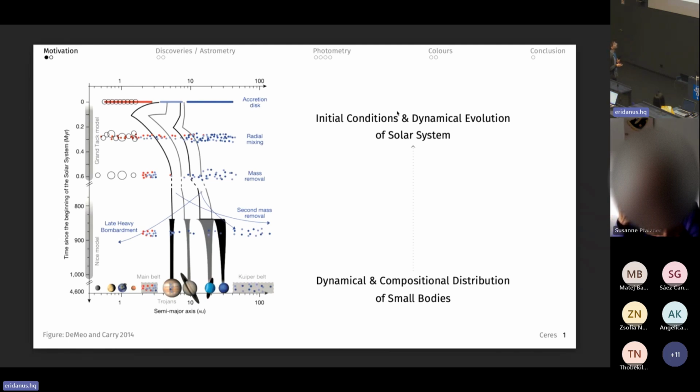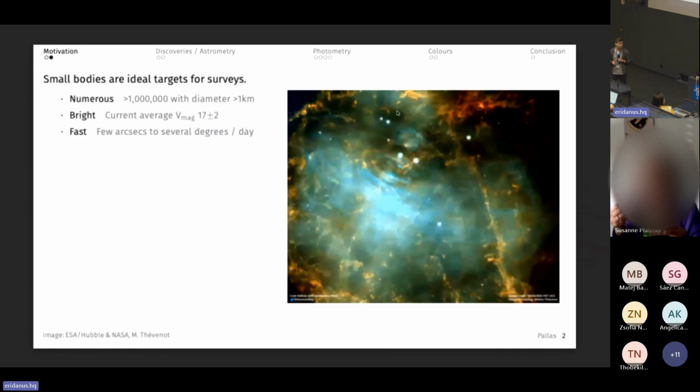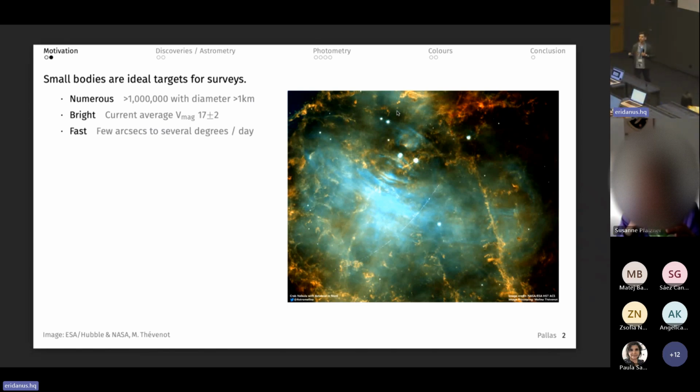So, big question. But the bad news is that there's a lot of small bodies. It's a lot of work to map them all, to get the composition. The good news is they are just fantastic for surveys. They are numerous, over 1 million already known, with a diameter of larger than 1 kilometer. They're bright and they're fast. They can move up to several degrees per day, depending on their proximity to Earth.